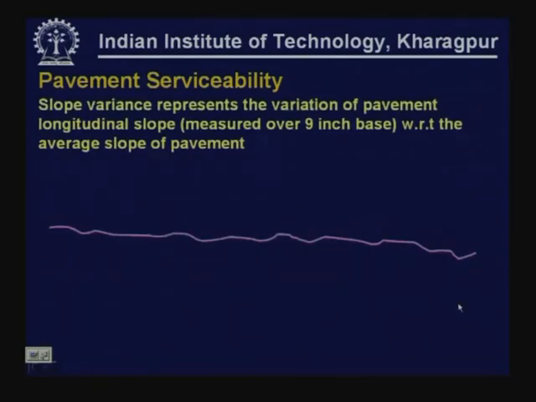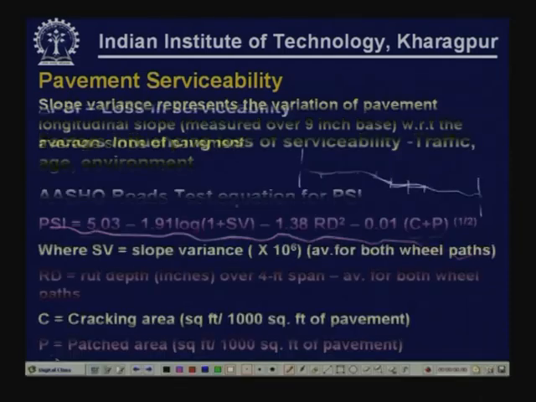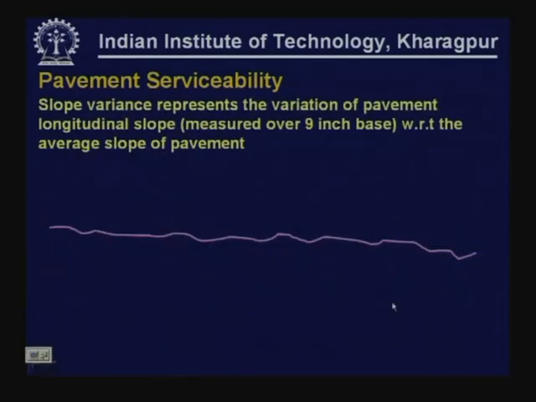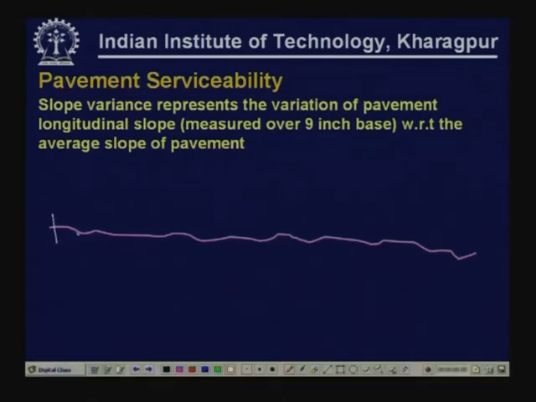A slope variance represents the variation of pavement's longitudinal slope. This is measured over a 9-inch base, as I just explained in the previous slides. So a 9-inch base length is considered, and over this, the slope is measured. So if you have n such values, we can calculate the variance of all those n values.